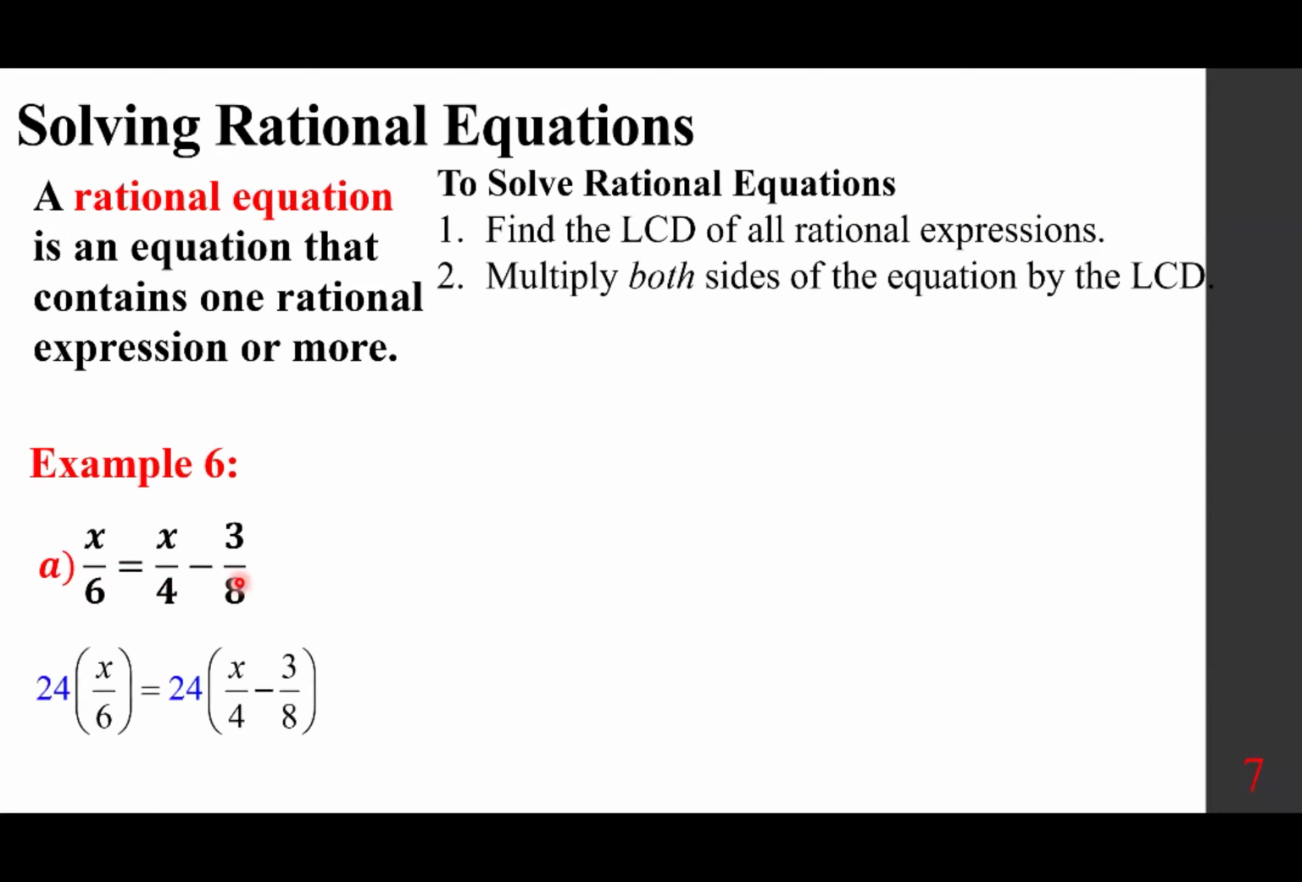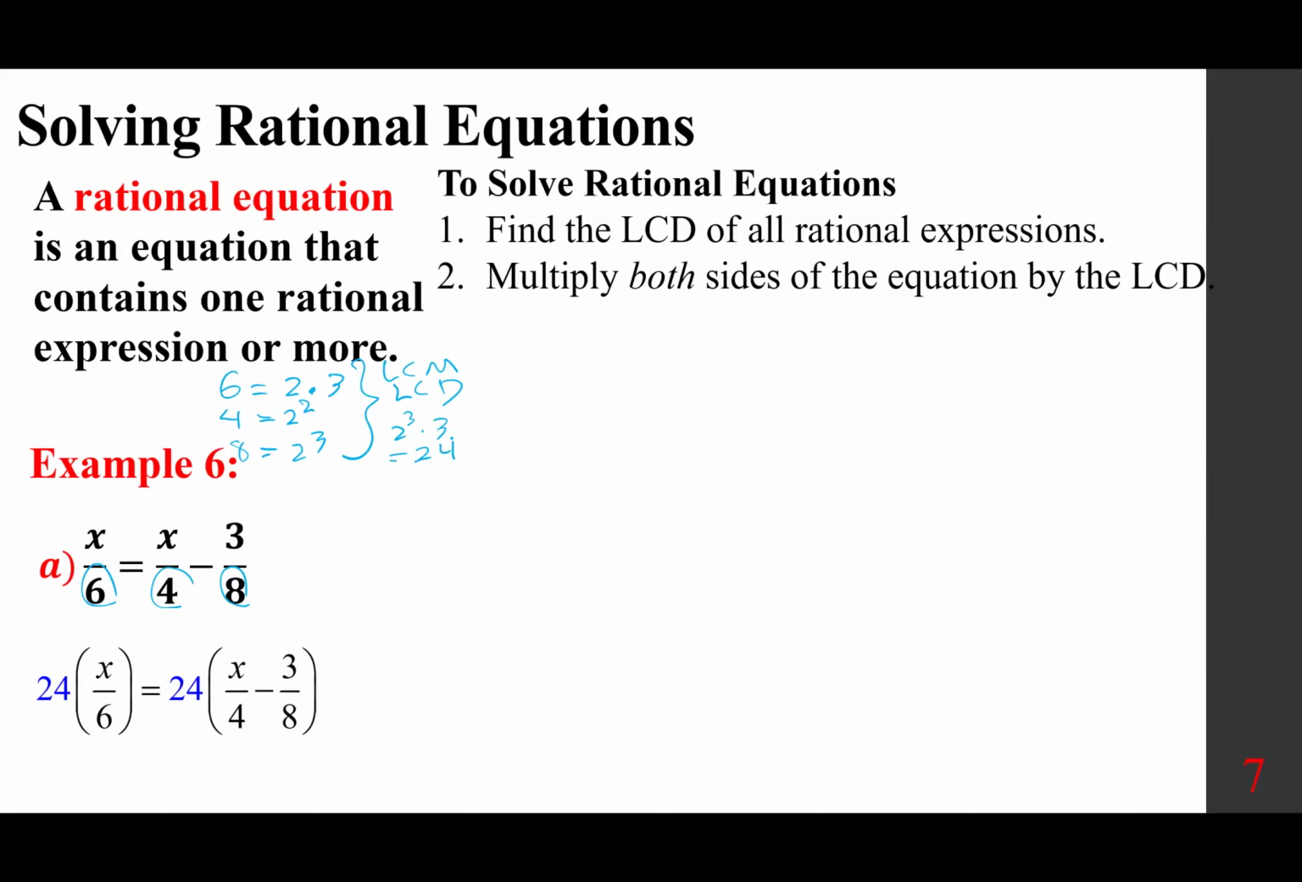Now, in case you want to know why it's 24, I'm going to quickly remind you of what we learned in basic math. Number 6, if you factor it, is 2 times 3. Number 4 is 2 squared. Number 8 is 2 cubed. So the least common multiple, which now becomes the LCD, is 2 cubed times 3, which is 24.